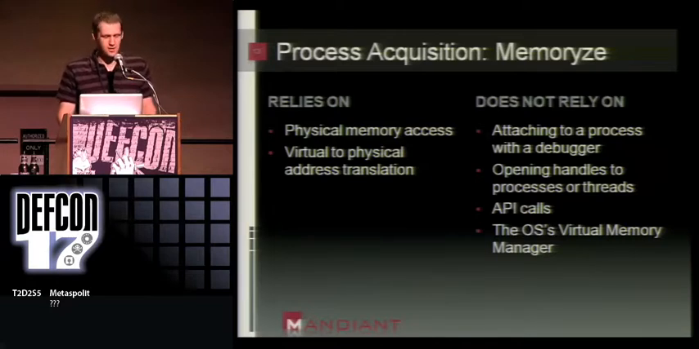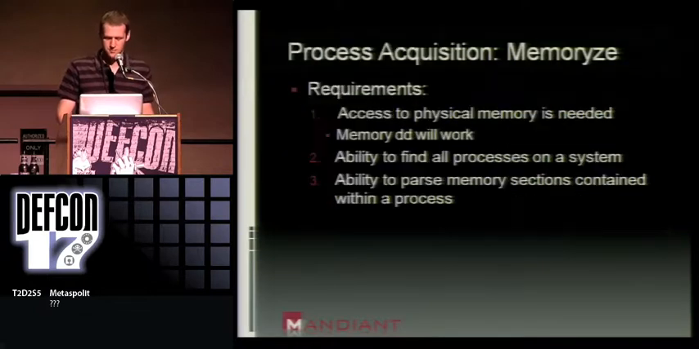Memorize does not rely on attaching to a process with a debugger because we don't debug. It does not rely on opening handles to processes or threads. We make very inconsequential API calls. And we're not relying on the virtual memory manager in the sense that we need them to do our translation. We'll actually do the translation. And if you think of DR6 rootkits, they won't work on us either because we're doing our own virtual to physical address translation. So it's a nice little benefit.